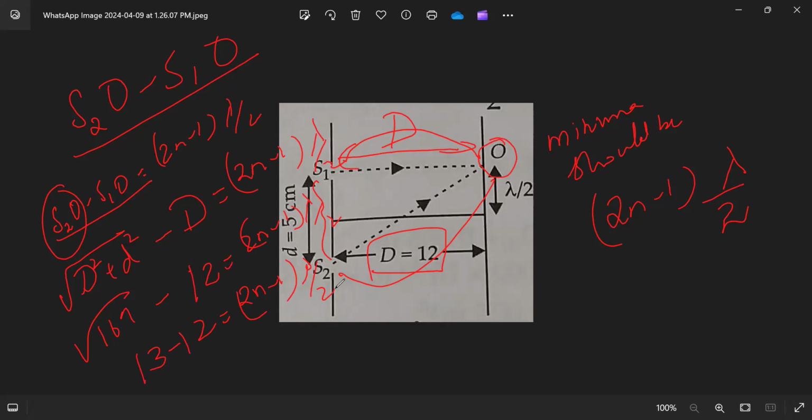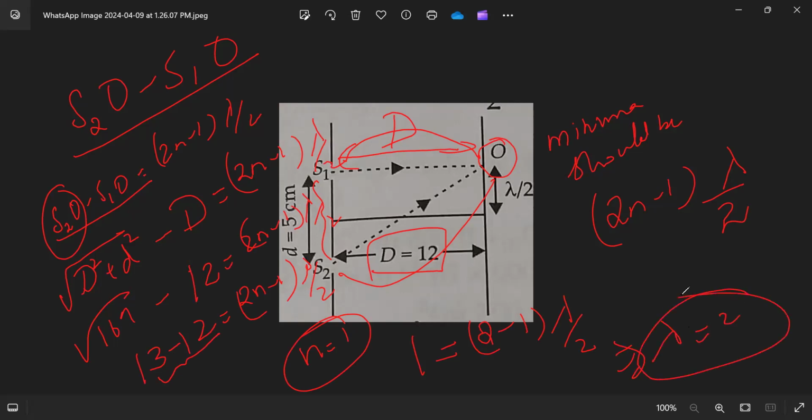Correct? So, if I take n is equal to 1, then what will happen? 13 minus 12 value is 1. 1 is equal to 2 minus 1 into lambda by 2. So, what is my lambda value for the minima? 2. So, the answer is 2 centimeter. So, the answer is what? 2 centimeter for this particular question.